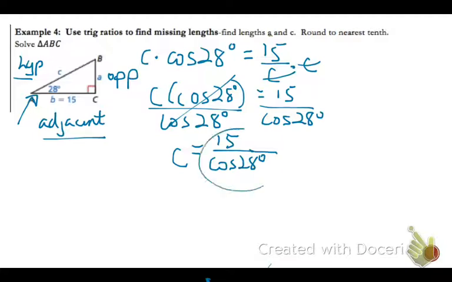So now here's the part where you let the calculator do this work for you. You simply say 15 on your calculator, divide by, press your cosine button, type in 28, and you should be in degree mode. Close those parentheses and press enter. So you should see 16.98. So if we round to the nearest tenth, that would be up, so 17.0.